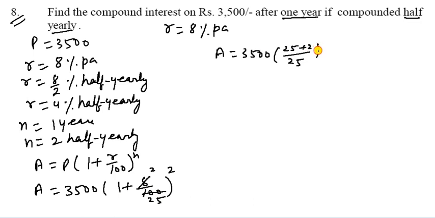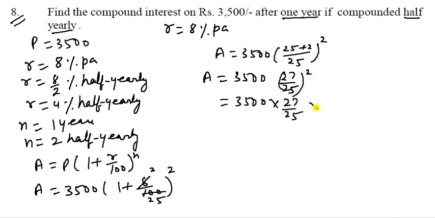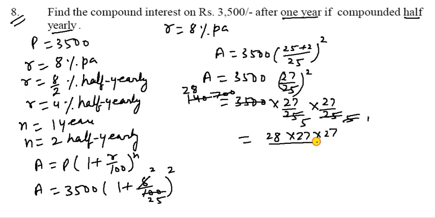Now amount will be equal to 3500, taking the LCM as 25, here is 25 plus 2 and whole power is 2. So amount will be equal to 3500 into 27 upon 25 and whole power is 2. So 3500 into 27 upon 25 into 27 upon 25. 5 5s are 25, 5 7s are 35, 5 2s are 10 and 5 8s are 40. So we get here 28.